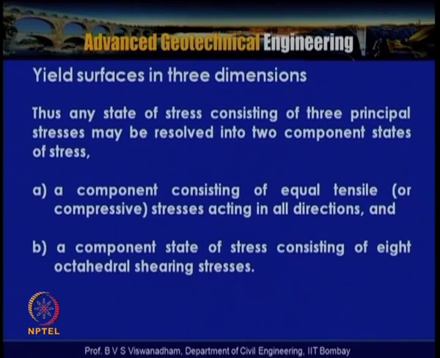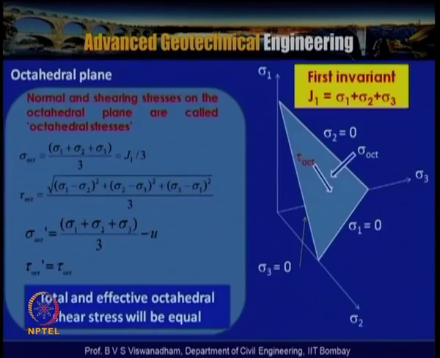Further, any state of stress consisting of 3 principal stresses, sigma 1, sigma 2, sigma 3, may be resolved into 2 component states of stress, called octahedral stresses: the octahedral normal stress and the octahedral shear stress. One is a component consisting of equal tensile stresses acting in all directions, and the other is a component state of stress consisting of 8 octahedral shear stresses. These are sigma octahedral, the normal stress, and tau octahedral, the shear stress.